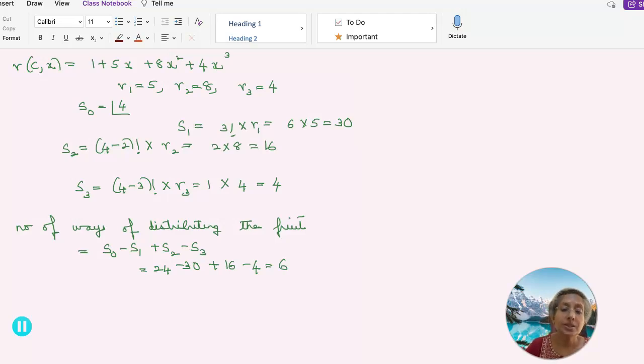So I hope this lesson on Rook polynomials was useful for you. Here you have learned the product formula and how to apply it in calculating Rook polynomials, and you have also learned the formula to find the arrangements with forbidden positions and how to apply Rook polynomials in this case.